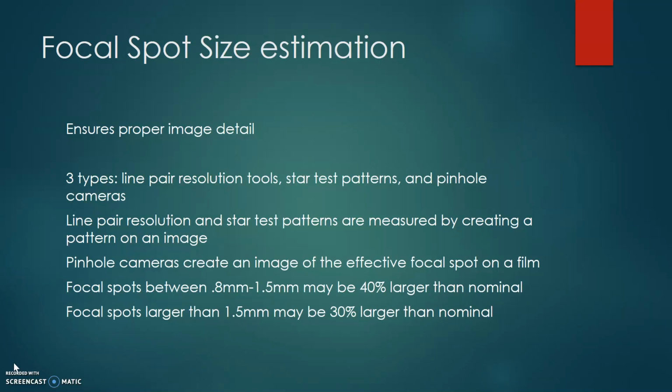For focal spot size estimation, this ensures proper image detail. There are 3 types: line pair resolution test tools, star test patterns, and pinhole cameras. Line pair resolution and star test patterns are measured by creating a pattern on an image. Pinhole cameras create an image of the effective focal spot on an image. Focal spots between 0.8 millimeters and 1.5 millimeters may be 40% larger than nominal. Focal spots larger than 1.5 millimeters may be 30% larger than nominal.